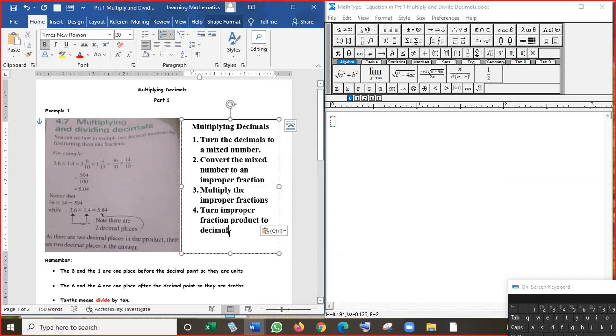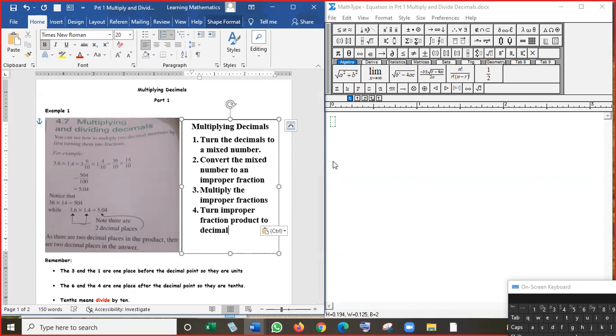to a decimal. And here you can see 3.6 times 1.4. Remember, the 3 and the 1 are one place before the decimal point, so they are units. The 6 and the 4 are one place after the decimal point, so they are tenths. Tenths means divide by 10. So the 6 and the 4 are tenths. They have to be divided by 10.